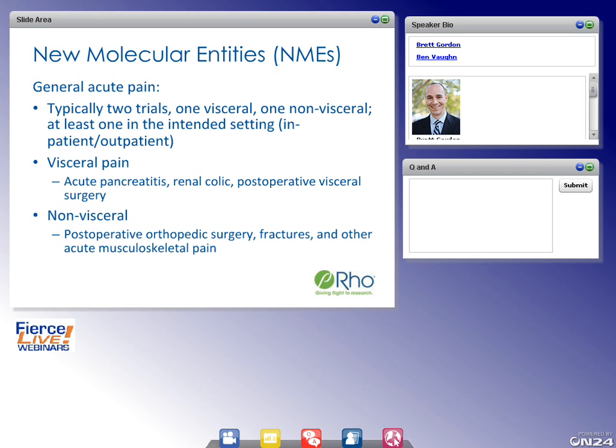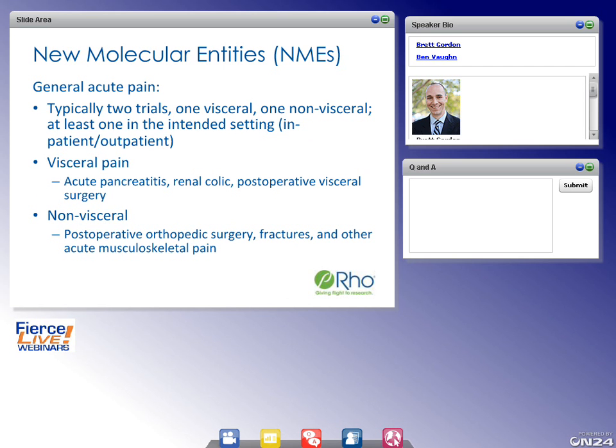One other point to note is that if your drug is intended for outpatient use, at least 1 of those trials would need to be conducted in an outpatient setting. And similarly, if it's going to be indicated for inpatient use, you would conduct at least 1 trial in an inpatient setting.